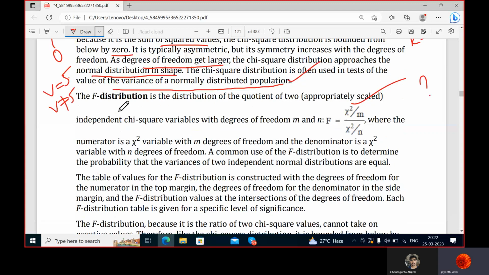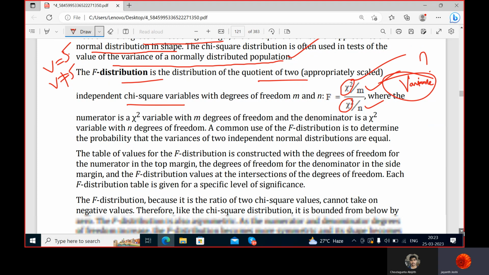Next, coming to the F distribution, it is the distribution of the quotient of two appropriately scaled independent chi square variables. So we have this divided by m. This is a sum of squared values divided by the number of values, and a sum of squared values again divided by the number of values. So an average of squared values, I can say. Literally, I'm speaking about variances, Abhijit. Am I right? I'm speaking about variance very clearly. And here also, when you have more data, if the degrees of freedom are high, then definitely this will also follow normal distribution.